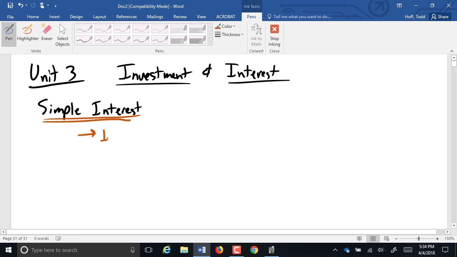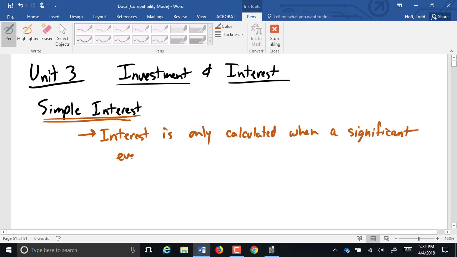In simple interest, interest is only calculated when a significant event occurs. We'll discuss what those significant events are over the next couple of classes. Mainly is if there's a payment, a withdrawal, or the end of the term comes along.